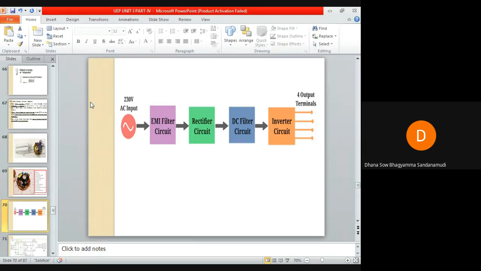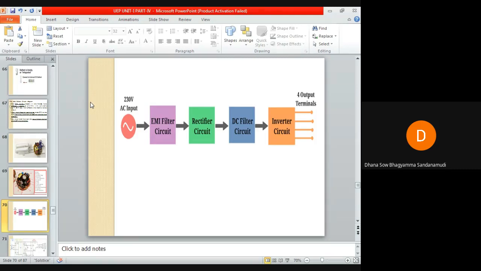Now, by looking at this block diagram, it seems AC supply is directly given to the electromagnetic interference filter, but it is not the case. There will be a series resistor connected from the phase terminal to the EMI filter circuit. In between the phase input terminal and the EMI filter circuit, there will be a series resistor. That resistance will be of very low value, it can be up to 22 ohms.